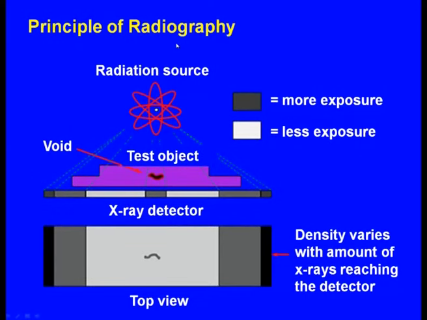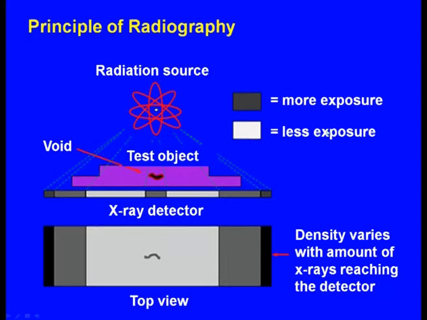Now, this is the principle of the radiography, and here we can see this is the radiation source. From here, either X-rays or gamma rays will be emitting. Now, this is the component to be examined. You can see here this component is having an internal crack here. Now, this is the X-ray film, and this is the top view of that film.